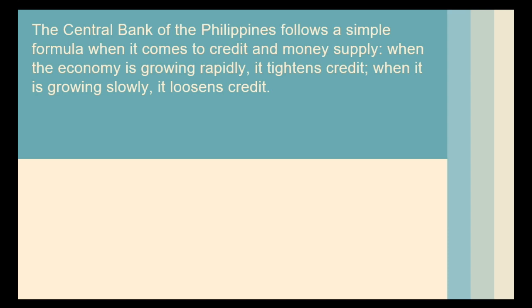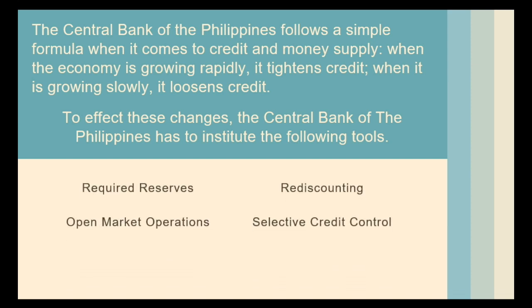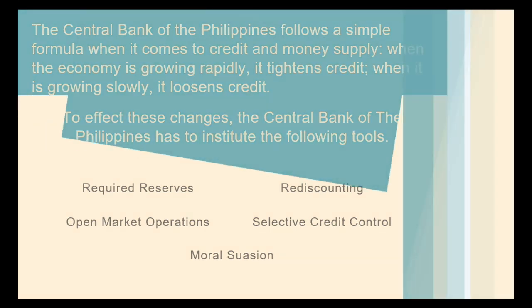So when money has been easy for too long, such that investment, production, and income are exceeding resource limits, tight credit may have to be applied. And when money has been tightened too long, such that the economy is running at a dragging pace, credit may have to be loosened. So to effect these changes, the Central Bank of the Philippines has to institute the following tools. These are required reserves, rediscounting, open market operations, selective credit control, and moral suasion. Let's go ahead and discuss them one by one.